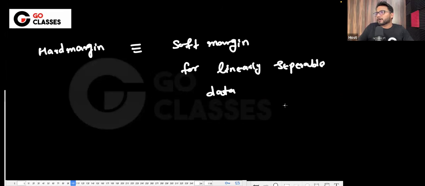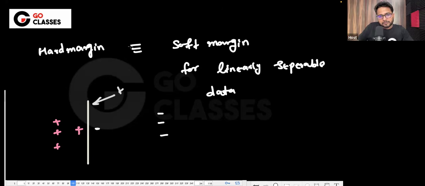For example, let me give you one example here. Suppose there are plus points, and these are the minus points. Hard margin will say, let me give you the decision boundary here only. Hard margin will say, this is the hard margin boundary.